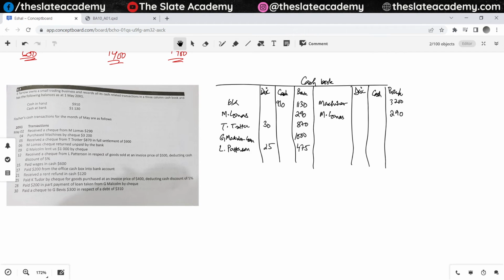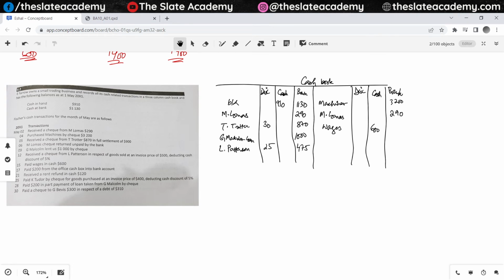Paid wages in cash 600. Finally, some cash entry. Wages debit, cash credit. Paid 200 from the office cash box into bank account. So previously we withdrew from bank and had it in cash form. Now we are depositing the extra cash that we have at hand into the bank.